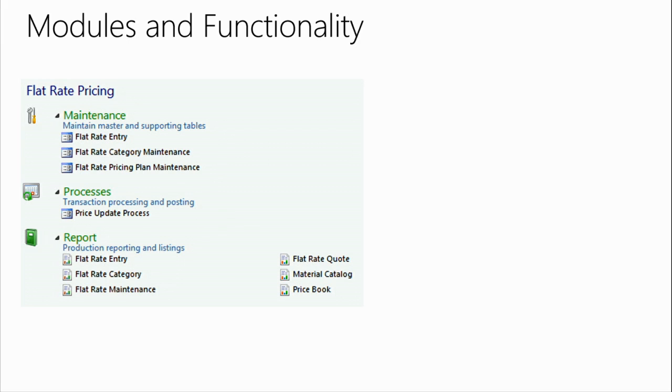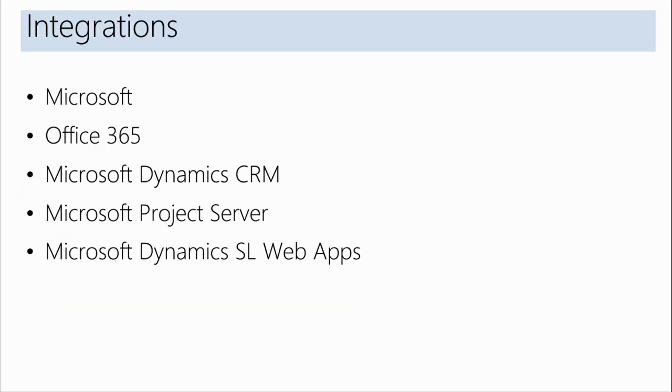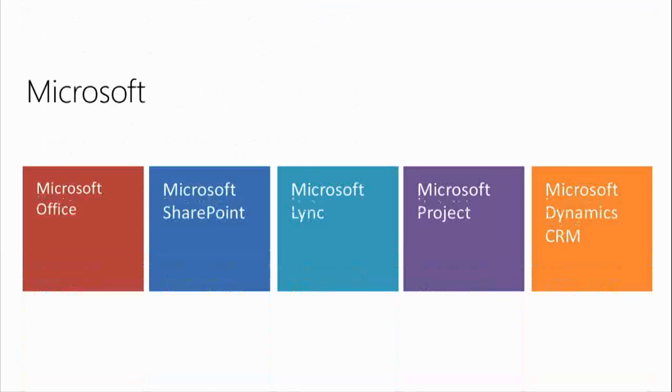So that kind of gives you a quick run through. Hopefully you saw some information in here that excites you about some of the great functionality. Again, this is high level. The next thing we're going to do is jump to the next, which is integrations. We'll talk about some areas that we connect to some of the Microsoft products that are out there, including Office 365, and other Dynamics products, including Microsoft Dynamics CRM, Microsoft Project Server, as well as new ways to access Microsoft Dynamics SL information through our Microsoft Dynamics SL web apps.